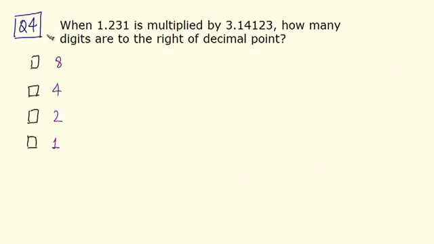Let's move on to question number 4. Okay, you are asked how many digits are there to the right of decimal point when these two numbers are multiplied. So, we don't need to multiply these two numbers completely. We can directly find out how many digits are there on the right of the decimal point. First, let me write the numbers here. 3.14123 and I have 1.231.